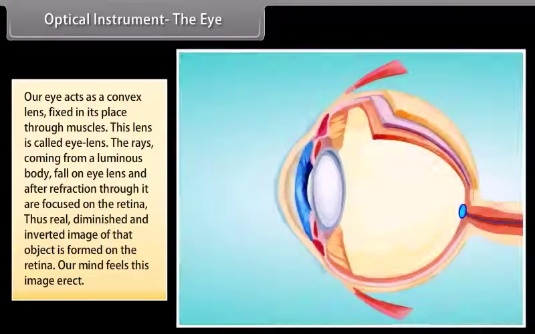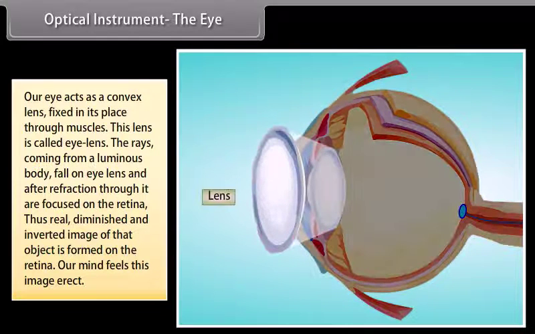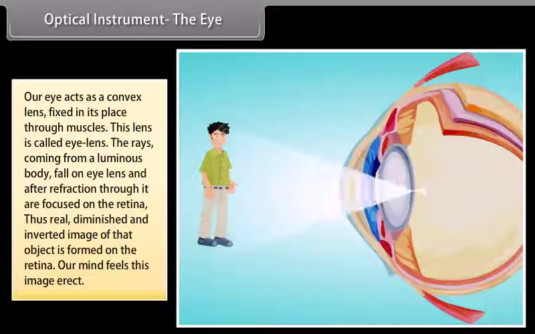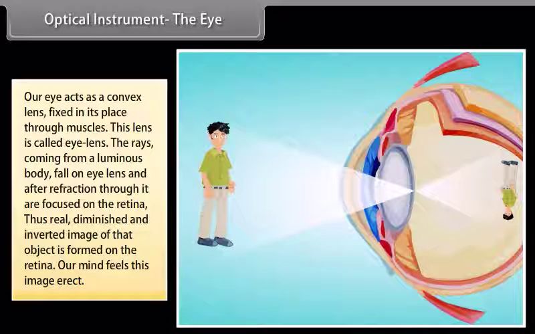Optical instrument, the eye. Our eye acts as a convex lens fixed in its place through muscles. This lens is called the eye lens. The rays coming from a luminous body fall on the eye lens and after refraction through it are focused on the retina. Thus a real, diminished and inverted image of the object is formed on the retina. Our mind feels this image as erect.